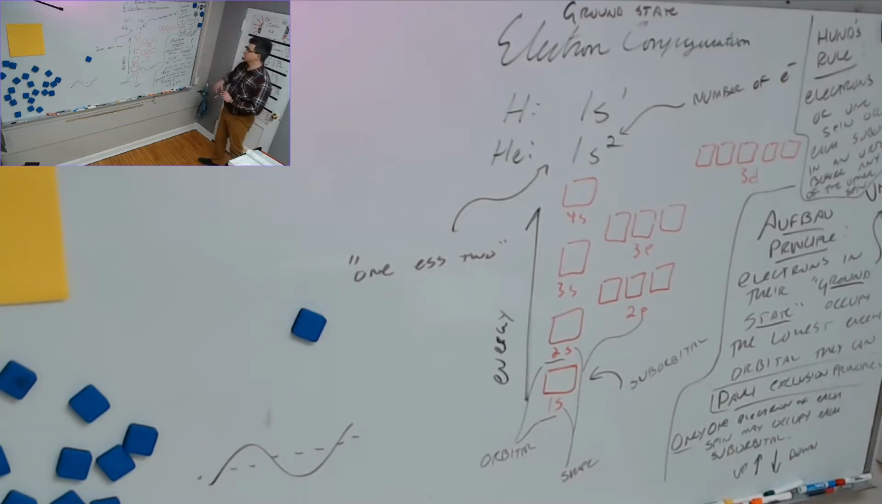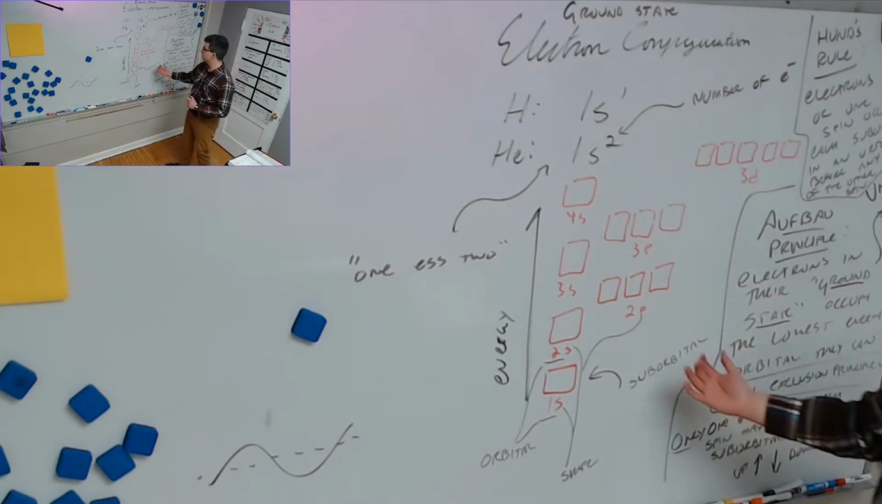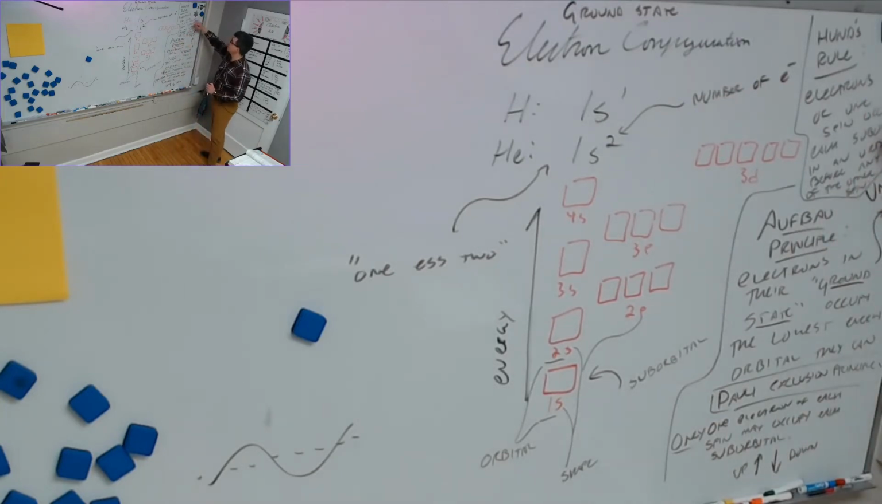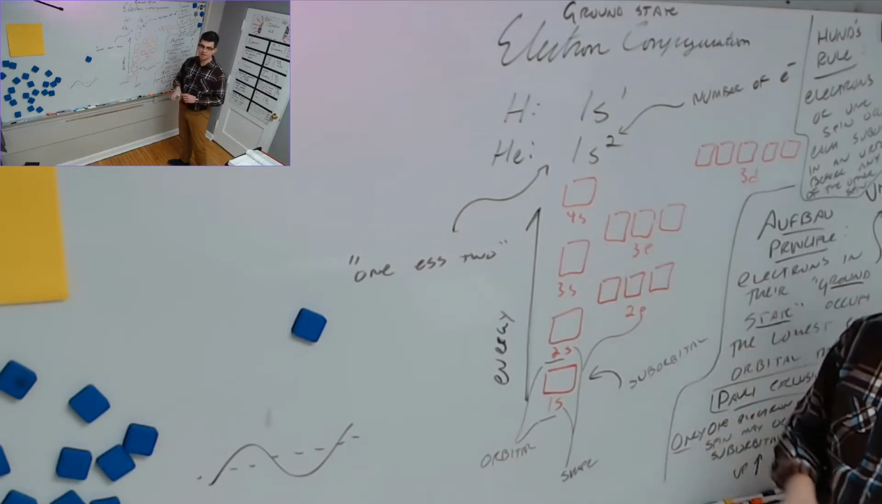And I'll show you an example. We'll apply all of these. The most basic way to do this is to fill this chart in. Electrons of one spin occupy each suborbital in an orbital before any of the other spin. So for instance, this p orbital will have all up spinning electrons before it has any down spinning electrons.